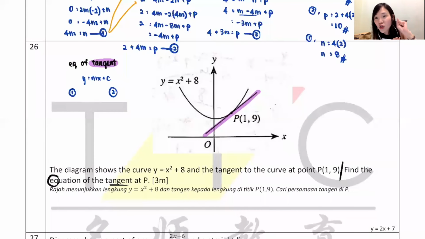Okay? y = mx + c, you must always have two things. The first thing you must have is always the gradient. The second thing you must have is always a coordinate. Maybe you will tell me, teacher, a c? No. A c is something you always need to find out.